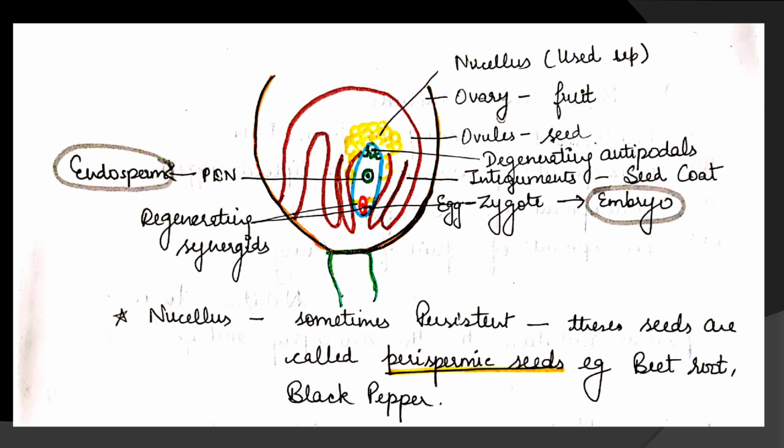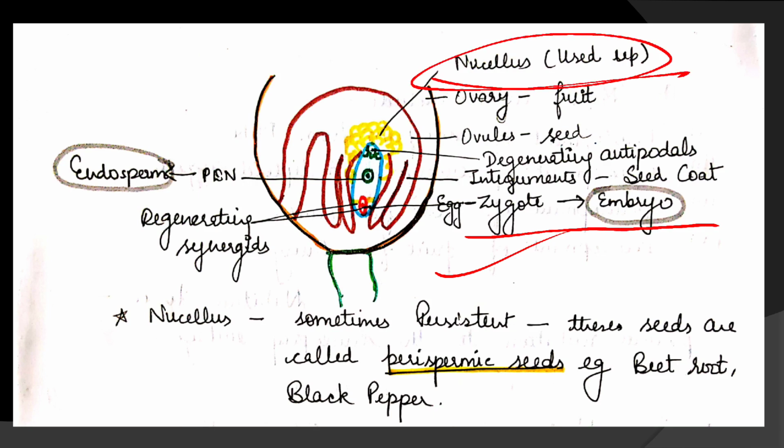Now move on. This is ovary, isn't it? Ovary contains ovule, and this is anatropous type of ovule. You know about the different types of ovule now. This is the most common, which is inverted upside down. In this figure you can see that zygote gets converted into embryo, and the nucellus is used up. If it persists, then such seeds are called perispermic seeds. Example: beetroot and black pepper. Ovary forms fruit, ovules form seed.